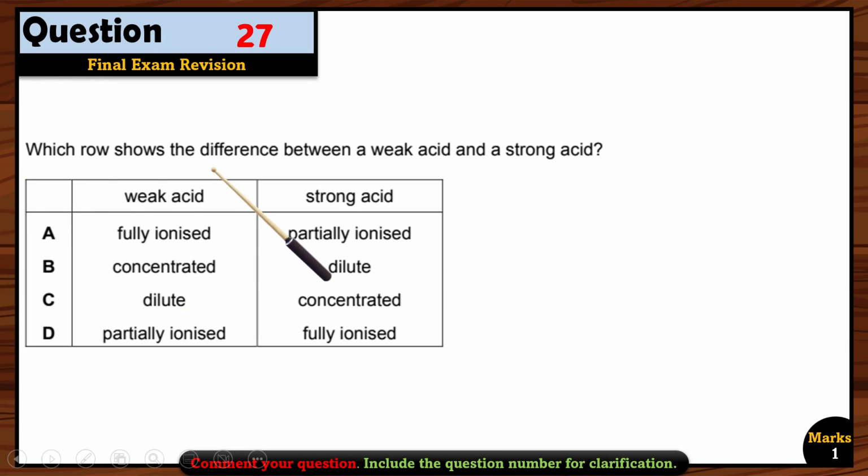Question 27. Which row shows the difference between a weak acid and a strong acid? So weak acids partially ionize, whereas strong acids fully ionize.